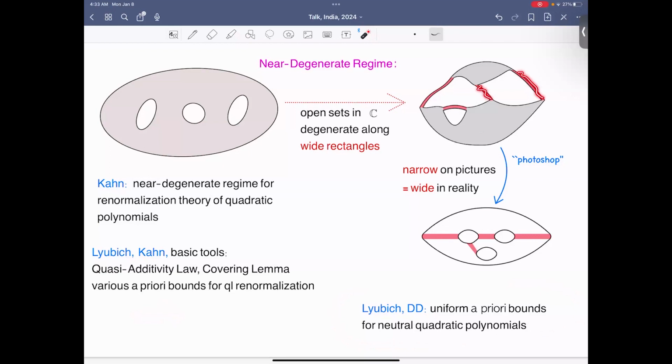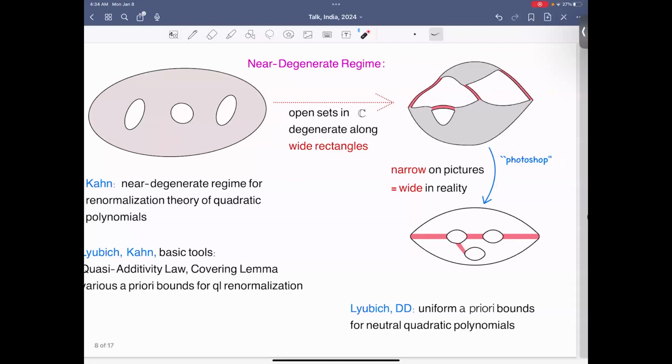So as I said, open sets in the complex plane do degenerate along white rectangles. But since we are interested in the homotopy types of these white rectangles, it's more convenient to change the picture and make white rectangles narrow. Let's say that we apply a Photoshop, and then everything that was white before becomes narrow. So at least for narrow rectangles, we understand the homotopy properties better on pictures.